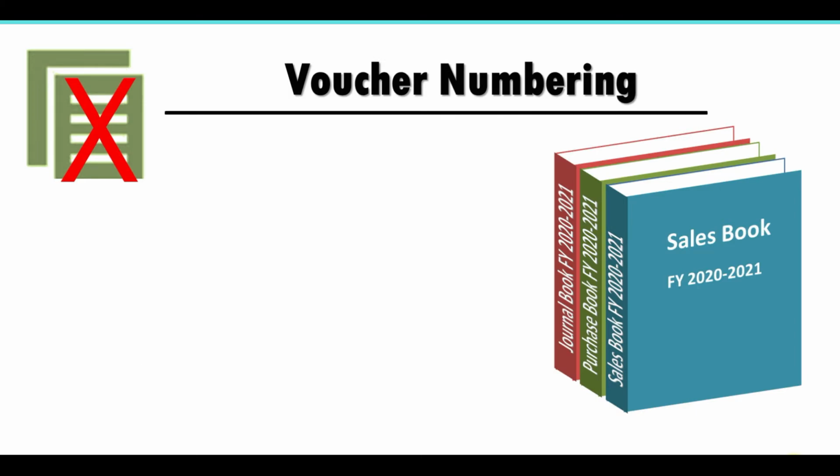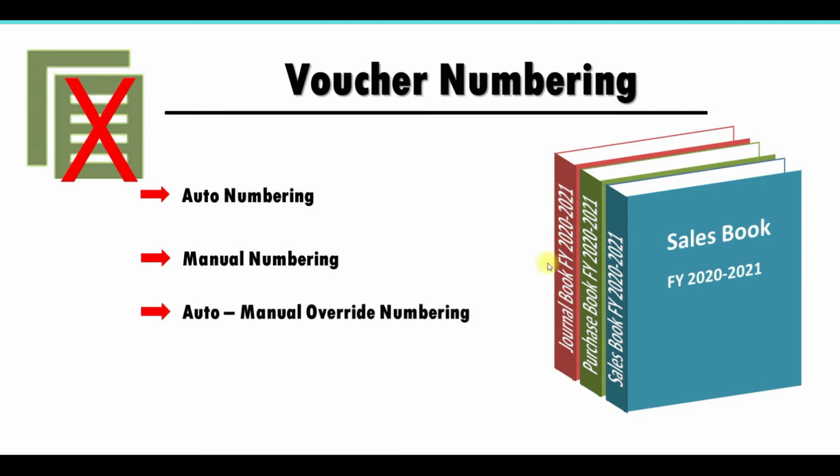Let's see the different types of voucher numbering. First one is automatic, where by default the system will generate the number. Second one is manual number. We can manually enter those numbers. Third is automatic manual override. In this case, the system will generate one number, and we can manually overwrite those numbers.